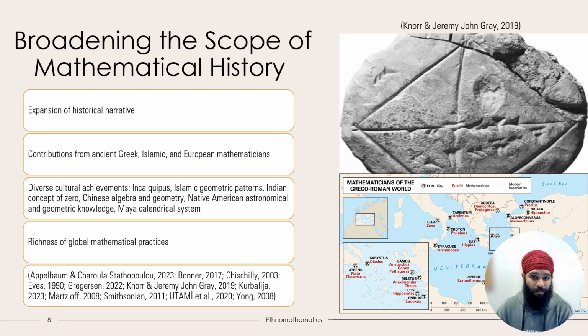The field highlights the mathematical achievements of various cultures, including African, Native American, Oceanic, and Asian societies. For example, the Inca civilization's use of quipus, a system of knotted strings for record-keeping and calculations, demonstrates sophisticated numerical understanding and administrative control. Similarly, the intricate geometric patterns found in Islamic art and architecture reflect advanced mathematical principles. In India, the concept of zero as a number was developed, revolutionizing mathematics and enabling advancements in algebra and calculus.